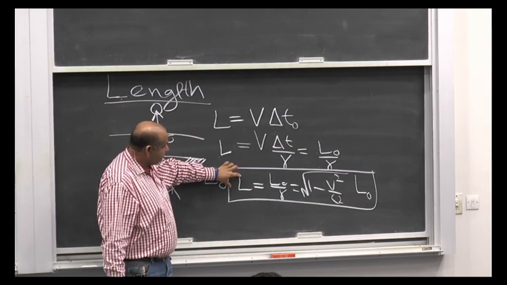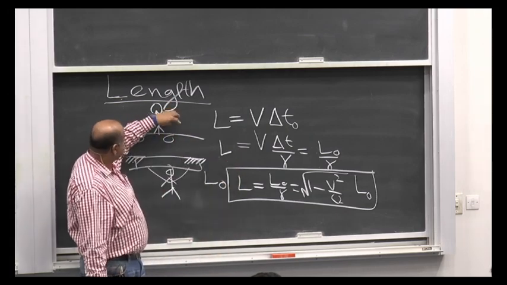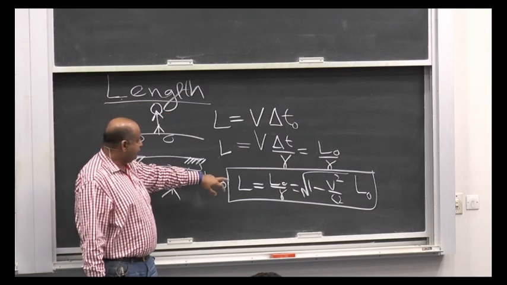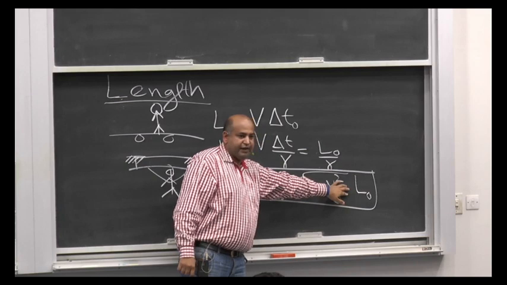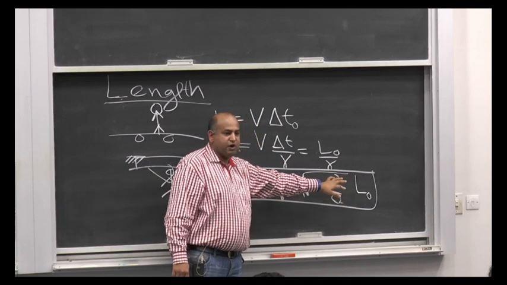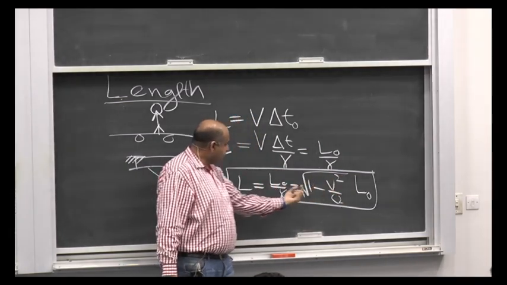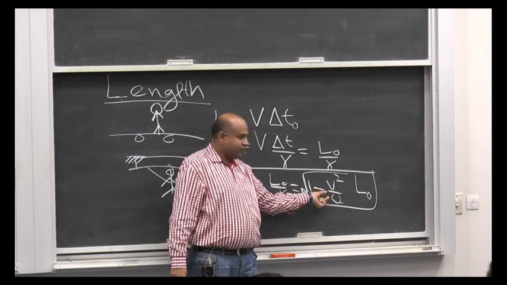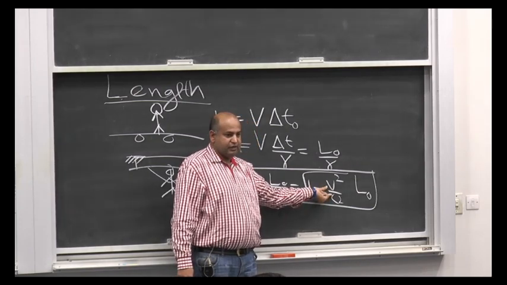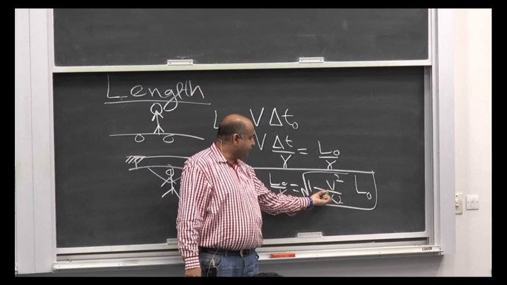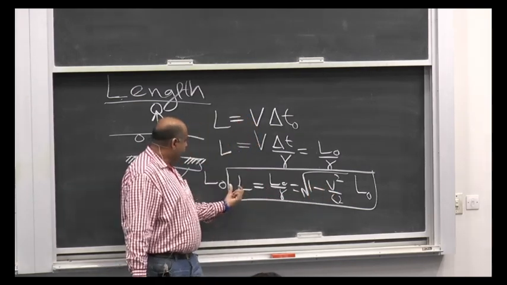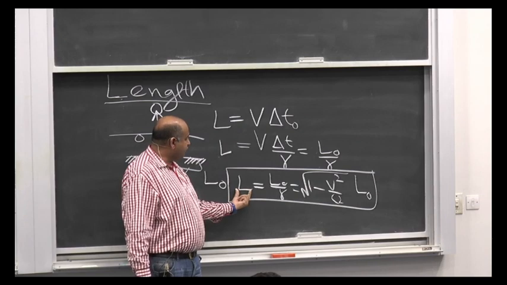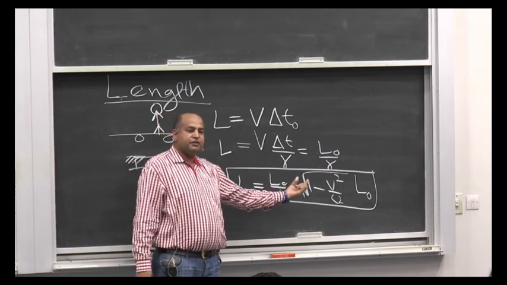So this is the length measured by a person in the train of something which was in Bob's frame, L naught. L naught was the proper length because it was stationary in Bob's frame. And since this velocity is less than c, this number is less than 1, like 1 minus, let's say, 0.1. So this number is always less than 1. It means the length observed by the moving observer is always smaller than the proper length.